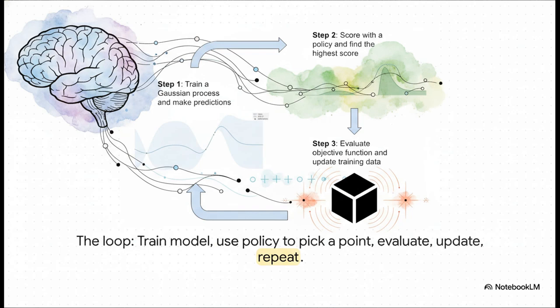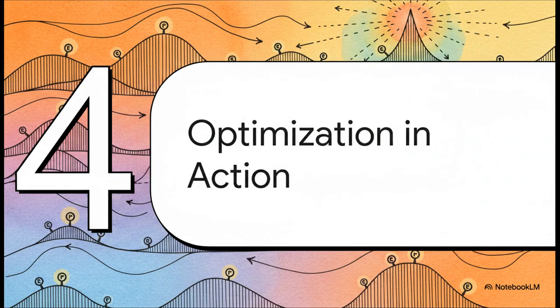So these 2 pieces, the brain and the strategy, they work together in this really elegant loop. The model makes a prediction, the strategy looks at that prediction and its uncertainty to pick the next place to test. We run that test, get a new piece of data, and feed it right back to the model. And with every single cycle, the model gets smarter and smarter. Okay, this sounds cool in theory, but let's actually see it in action. We're going to watch, step by step, as it tries to find the highest point of some mystery function.